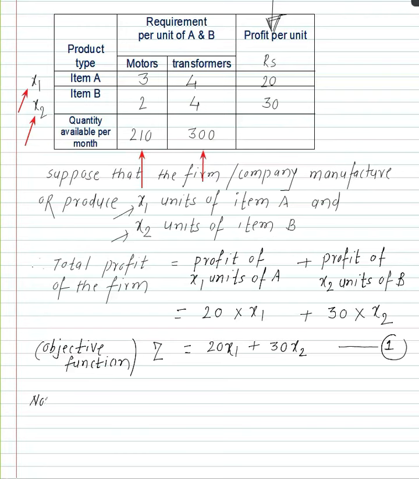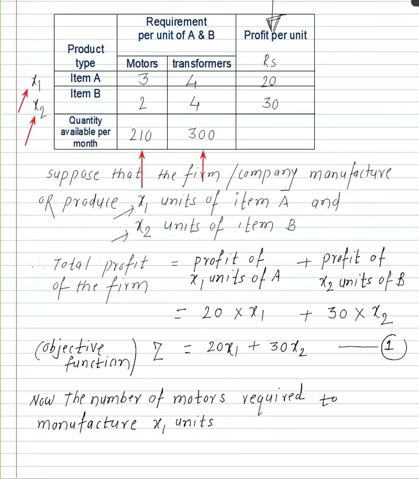Now, the number of motors required to manufacture x1 units of A and x2 units of B is equal to.